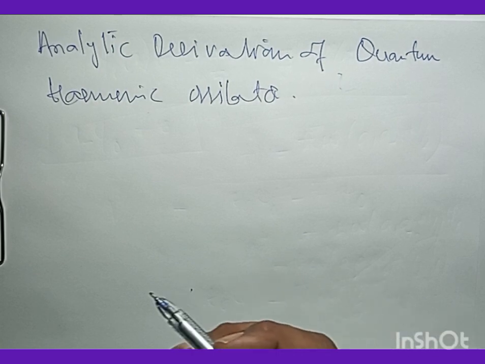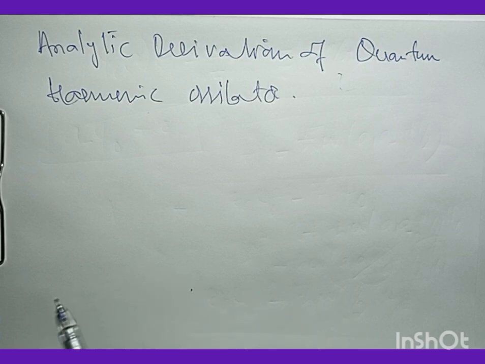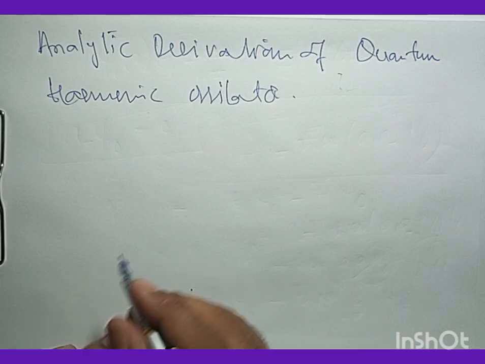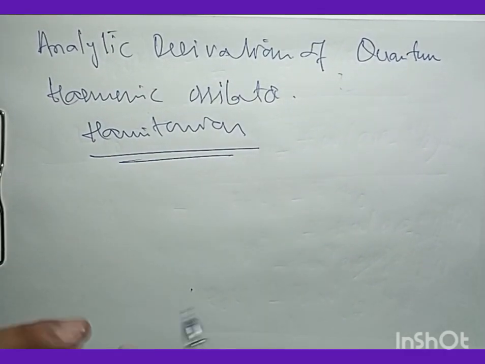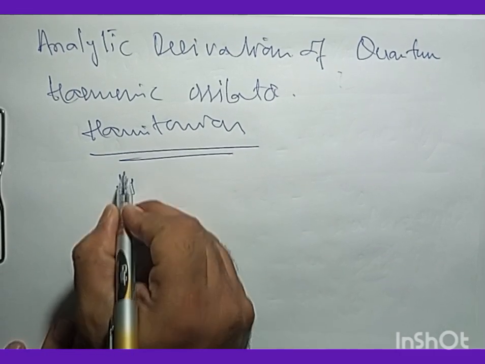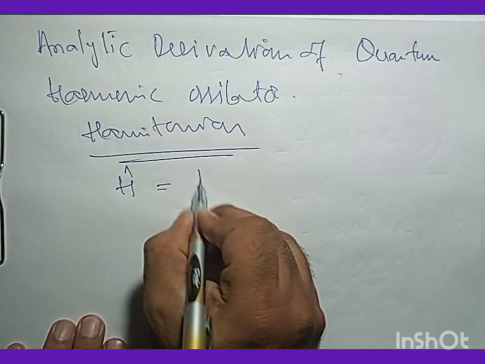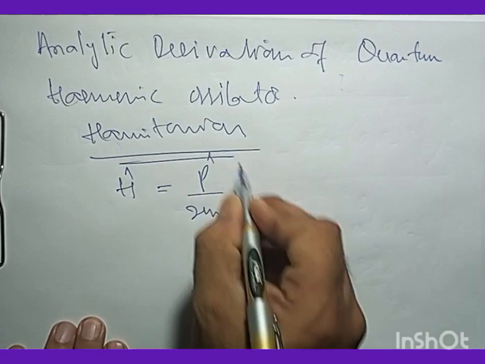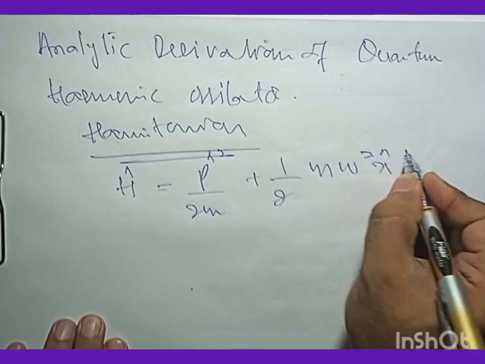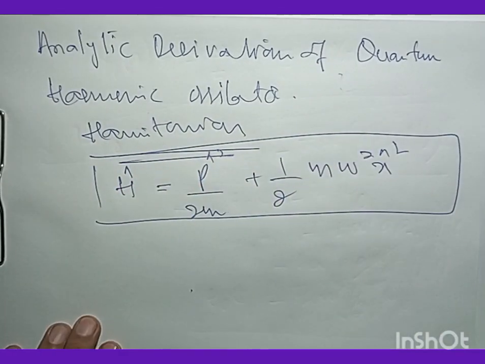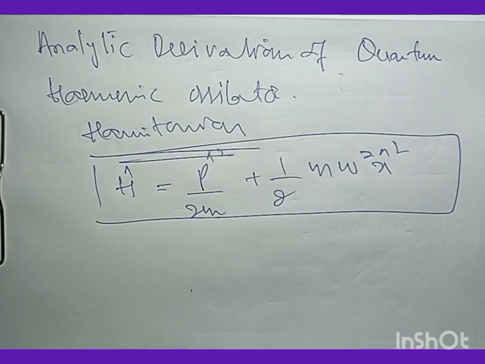To start with, when we talk about the quantum mechanical treatment of the harmonic oscillator, we start with the Hamiltonian. This Hamiltonian is the sum of kinetic energy and potential energy of an ideal system. So the Hamiltonian operator for an ideal harmonic oscillator is P cap squared by 2m plus 1/2 m omega square x cap square. This is my Hamiltonian operator for the harmonic oscillator.